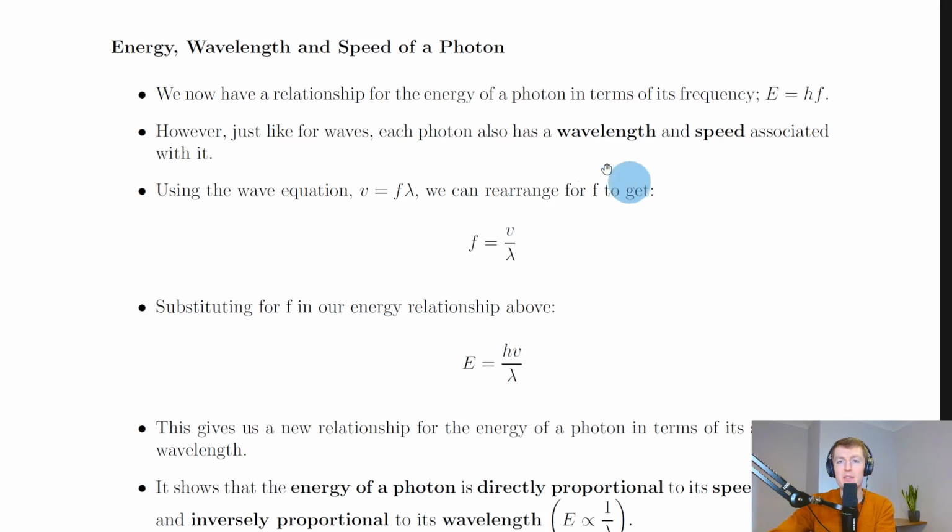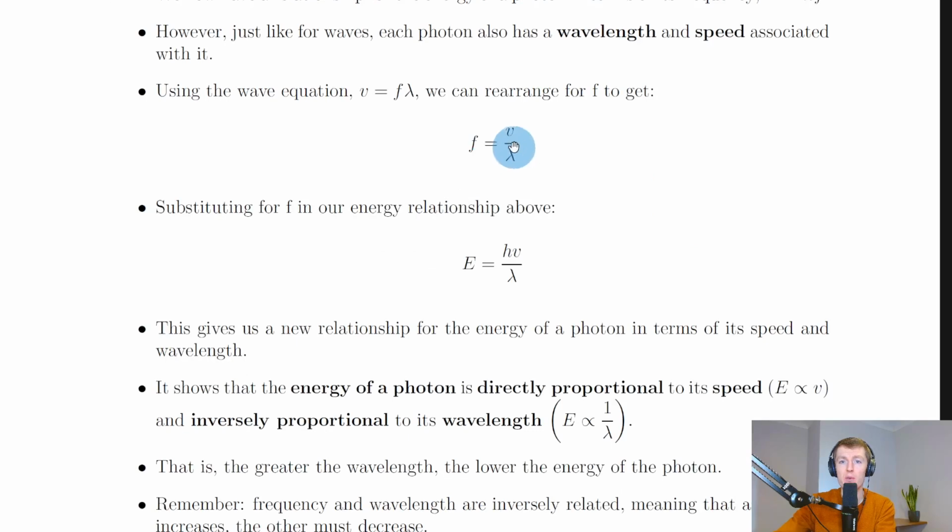And remember these three variables are related through this equation, which we call the wave equation, which you saw in National 5 Physics, and it's v equals f lambda. Using the wave equation v equals f lambda, we can rearrange for f to get f equals v over lambda. If we divide both sides by lambda, we get f equals v over lambda.